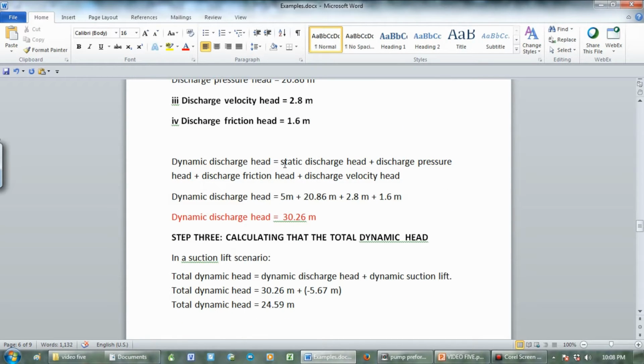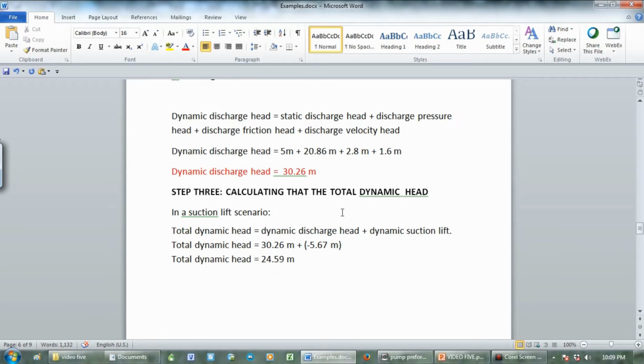Dynamic discharge head equals static discharge head plus discharge pressure head plus discharge friction head plus discharge velocity head. Dynamic discharge head equals 5 meters plus 20.86 meters plus 2.8 meters plus 1.6 meters. Dynamic discharge head works out to 30.26 meters.